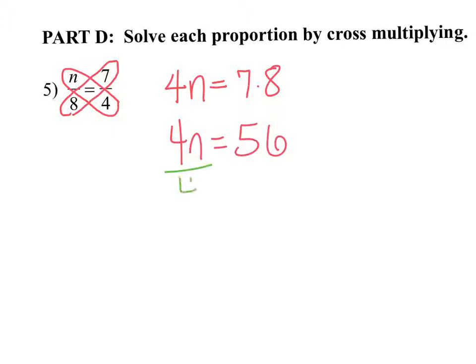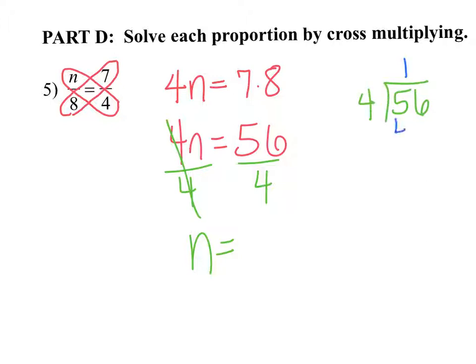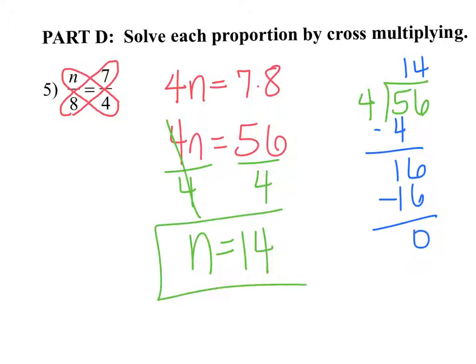Okay, divide both sides by 4. And n is going to equal whatever 56 divided by 4 is. Okay, let's see. It's 14. So n would be 14. Pretty cool. All right, so those are some examples for each part of your CP19 practice.